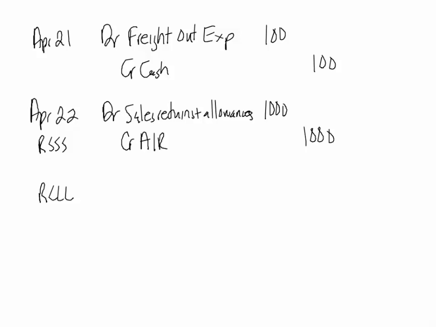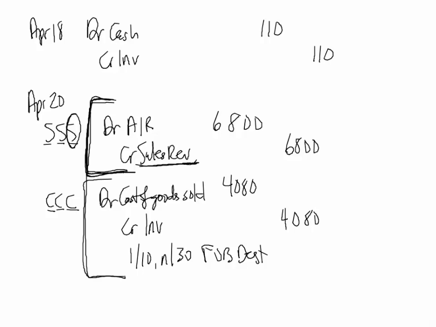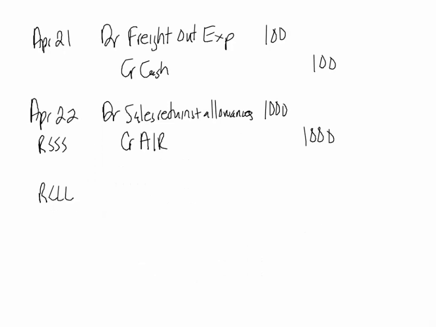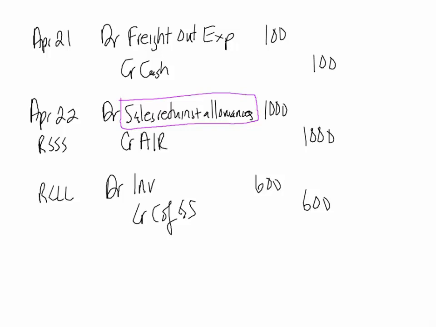Then I'm going to redo a reversal of the CCC entry, and if I go back and look at this, this reversal is a pure reversal. Nothing changes. It's going to be a debit to inventory and a credit to cost of goods sold. I'm going to use the short form for cost of goods sold, and that was $600. So let's discuss for a moment, if you don't mind, why we're using sales returns and allowances. Somebody want to tell me why we're putting it in sales returns and allowances instead of sales revenue?